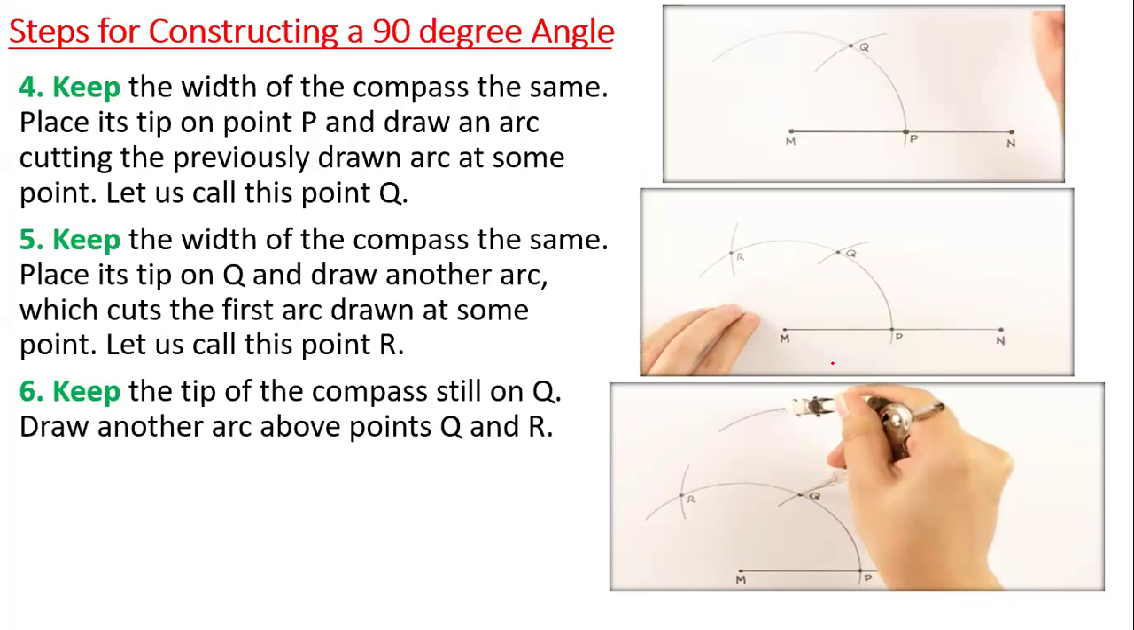What we do instead is say, okay, this is our arc right there, and this is our point. So we're going to draw an arc right here. This arc is going to cut our previously drawn arc. Then in part 6, we do not change the compass width. We keep it the same. So we put the tip of our compass right here, and we draw another arc on top.